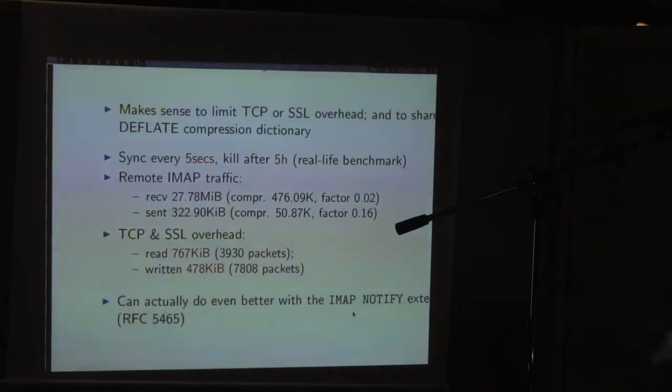And we can do even better with the IMAP NOTIFY extension, which is yet another extension, which is, of course, not implemented on every server, I should say. But if your server happens to use it, it's the same with QResync. If your server happens to use it, you can be much, much, much faster to synchronize between two IMAP servers than the naive way, which is what offline IMAP is doing, for instance, and probably Thunderbird's offline mode, and so on.